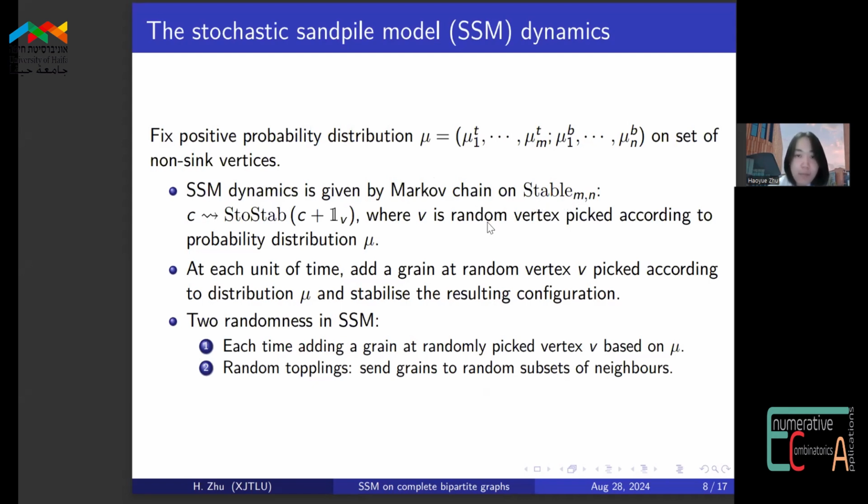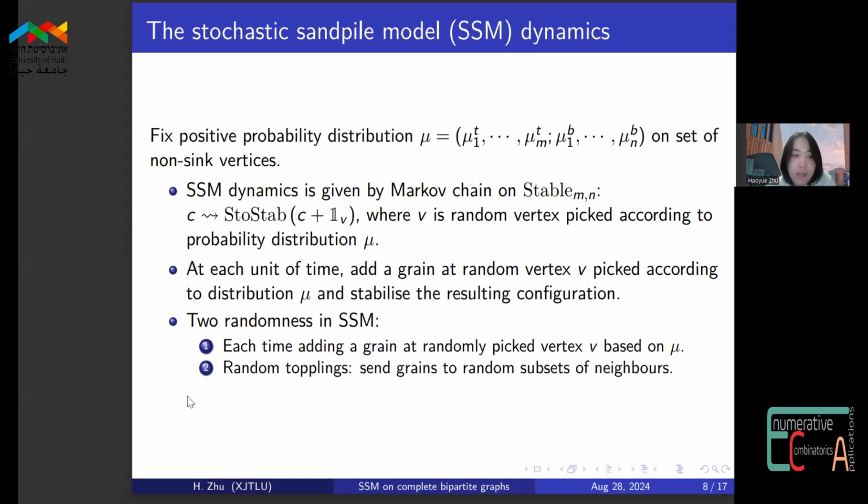And then each time we just randomly pick one vertex v, and then based on the corresponding probability distribution mu, we add one grain. And then we try to stabilize the configuration. In this process, we have two randomnesses. The first one is just what we have shown. Each time we add one grain to the randomly picked vertex v based on the probability distribution mu.